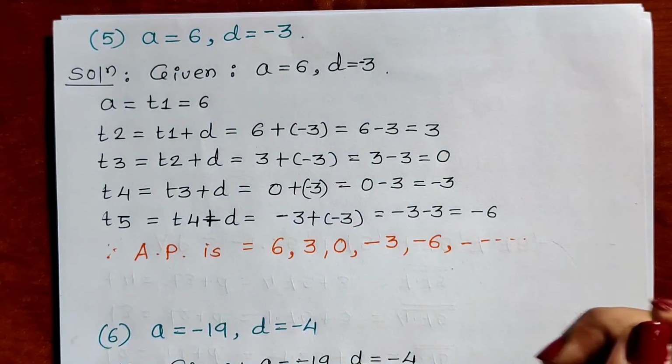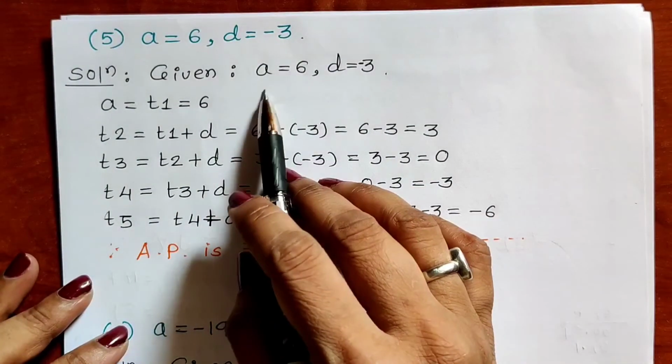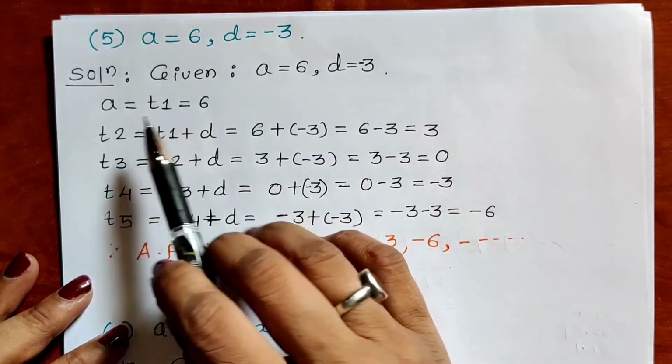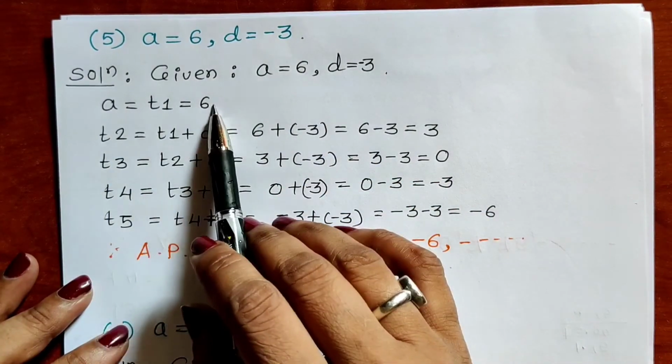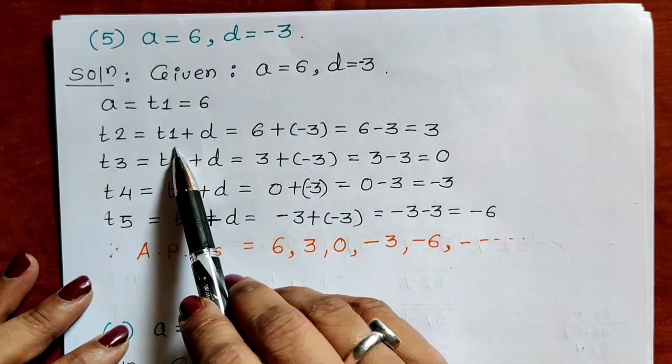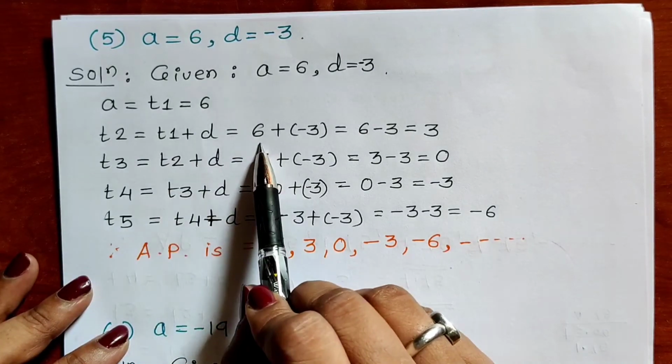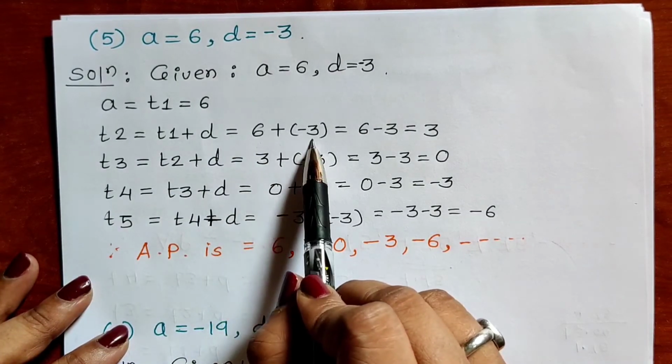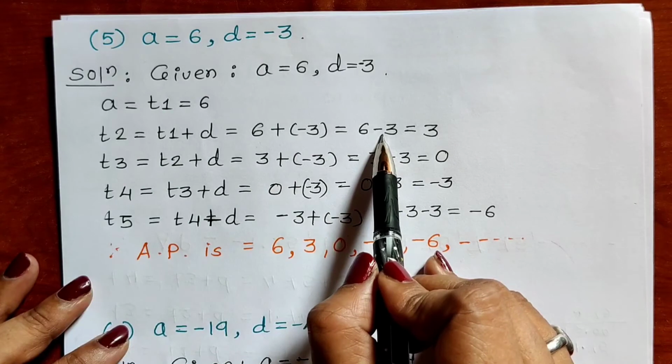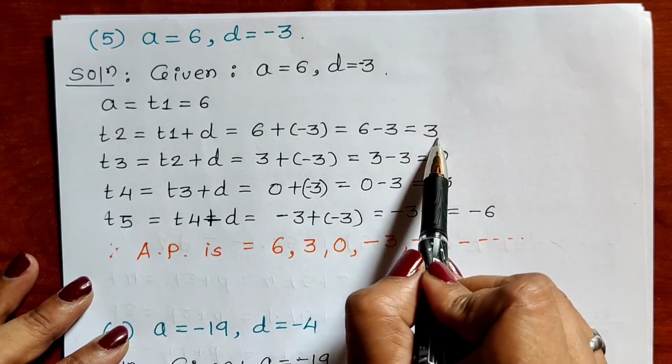I have solved the sum. Given is A equal to 6, D equal to minus 3. So A is equal to T1 is equal to 6. So T2 will be T1 plus D. T1 is 6 plus D is minus 3. So plus minus will become minus. 6 minus 3 is 3.